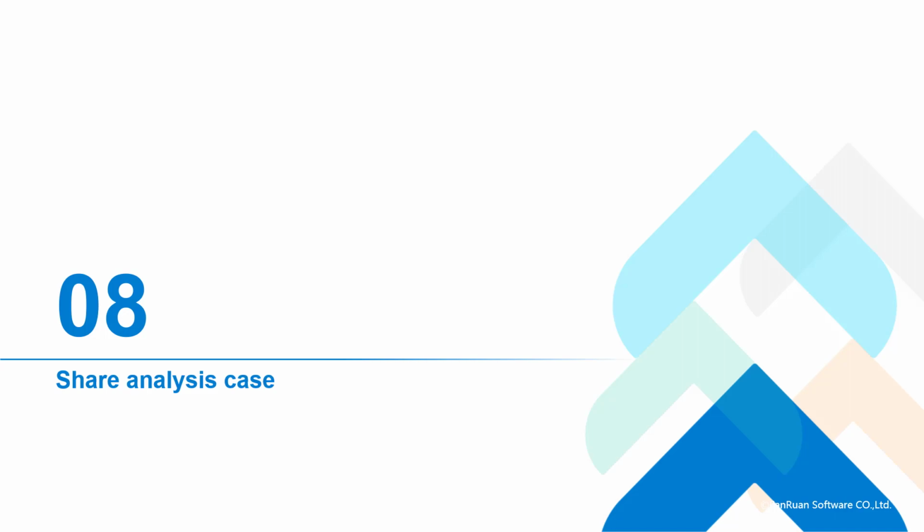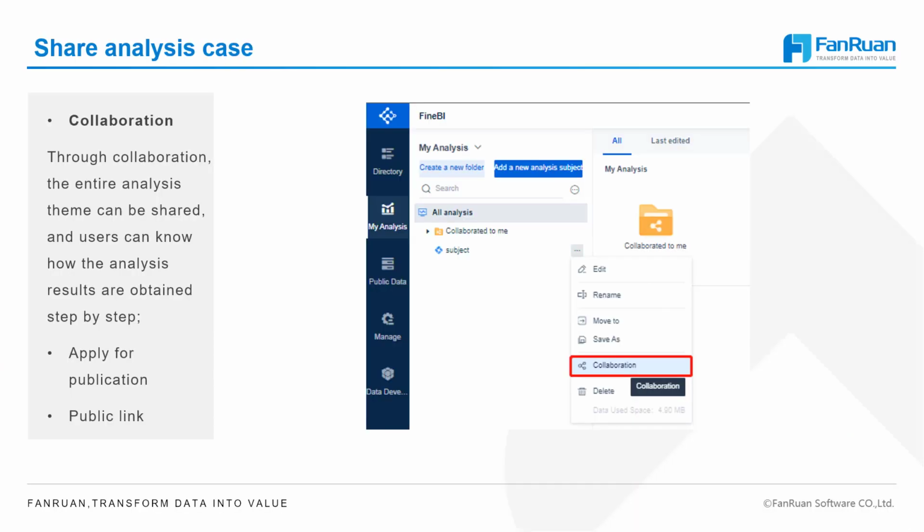In this chapter, you will learn about three ways of sharing analysis cases capable of meeting the needs in different scenarios. The first one is collaboration. Through collaboration, the entire analysis theme can be shared, and users can know how the analysis results are obtained step by step. There are two paths to collaboration.